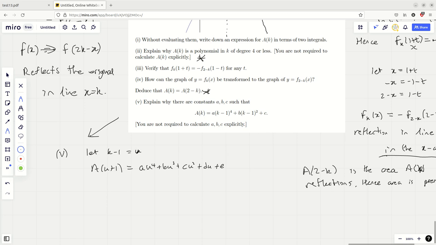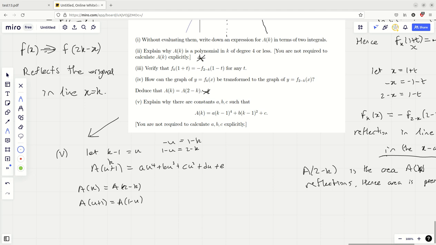But because k minus 1 is u, we've once again got minus u is 1 minus k, and 1 minus u is 2 minus k. That's interesting, because what we can say is a of u plus 1, which is of course a of k. Well, we already know that a of k is a of 2 minus k. In other words, a of u plus 1 is equal to a of 1 minus u.